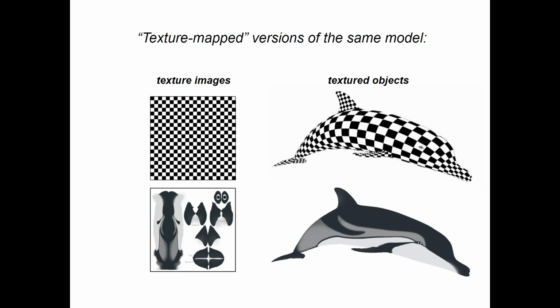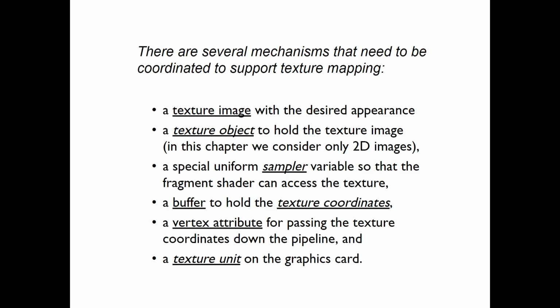because most texturing that we do is a lookup into a 2D map, right? A 2D image usually. And for each vertex, there's a coordinate to look up in the texture map. So it finds the right one, and it can map things the right way. Right? So there are several mechanisms that need to be coordinated to support texture mapping.